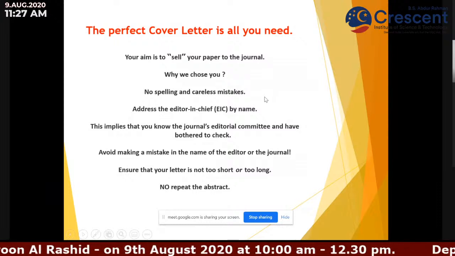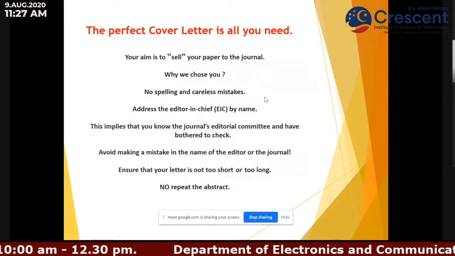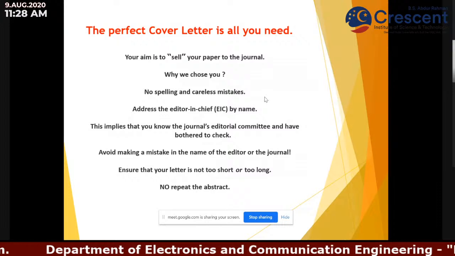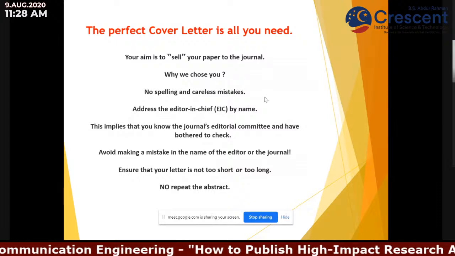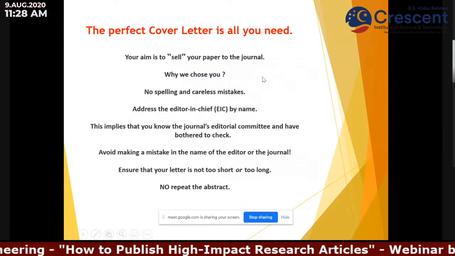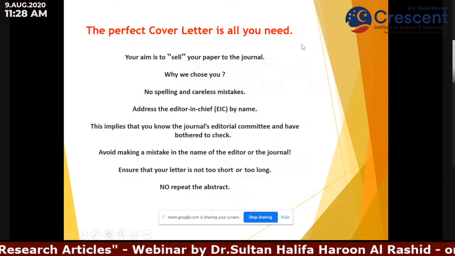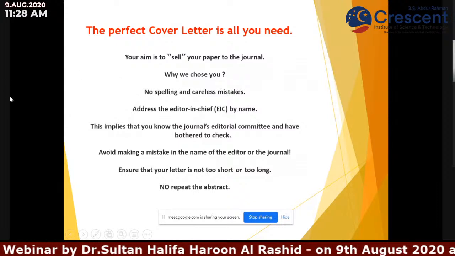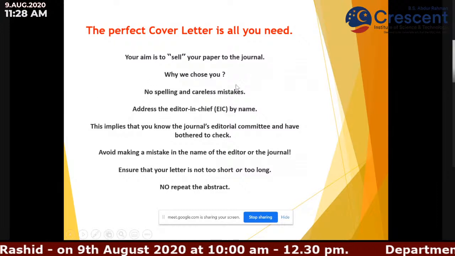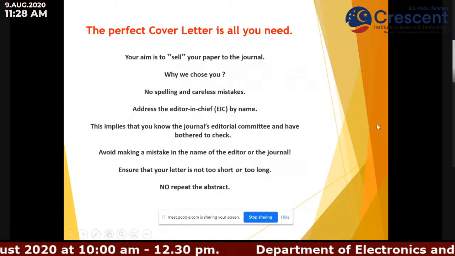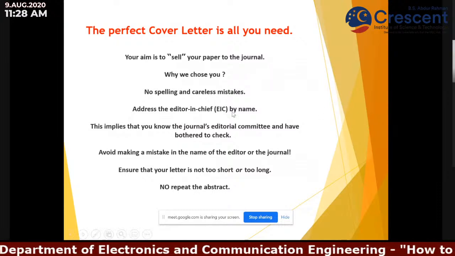What people do is write, dear reviewer, and the reviewer's name is wrong. You know me, my name is a really long name. They spell my name right or wrong, or they don't write the complete name. When I see that, I feel like, this guy doesn't even know my name. What are you going to do? Some people write my name wrong and then say, here's my abstract, please consider my paper for publication. This really makes a reviewer very angry.